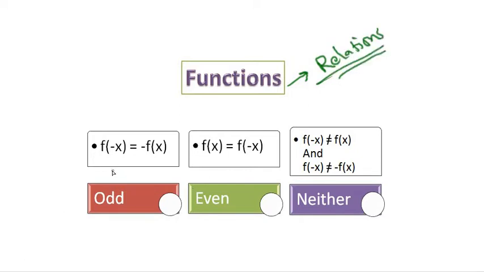A function is considered odd if f of negative x equals negative f of x. It means that when I substitute negative x in the function, I get the negative of the function. But for even functions, when I substitute negative x, I get the same value of the function for that x. When f of negative x is not equal to f of x or negative f of x, then the function is not odd and not even.